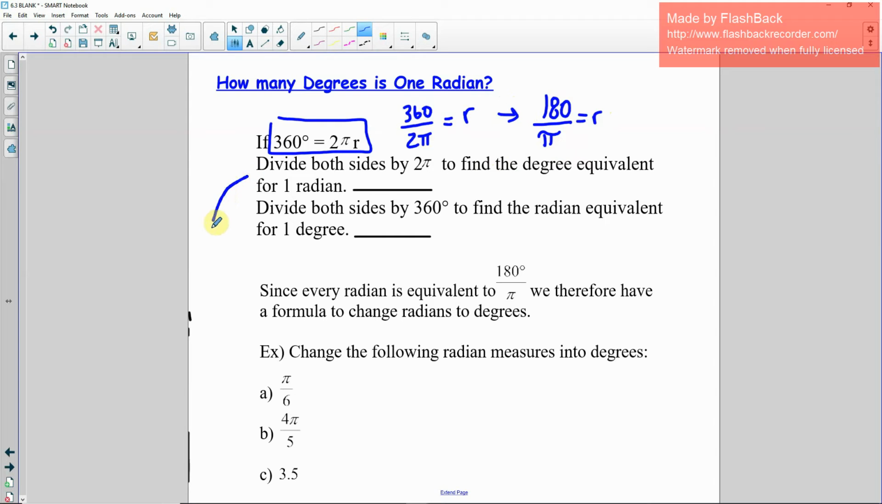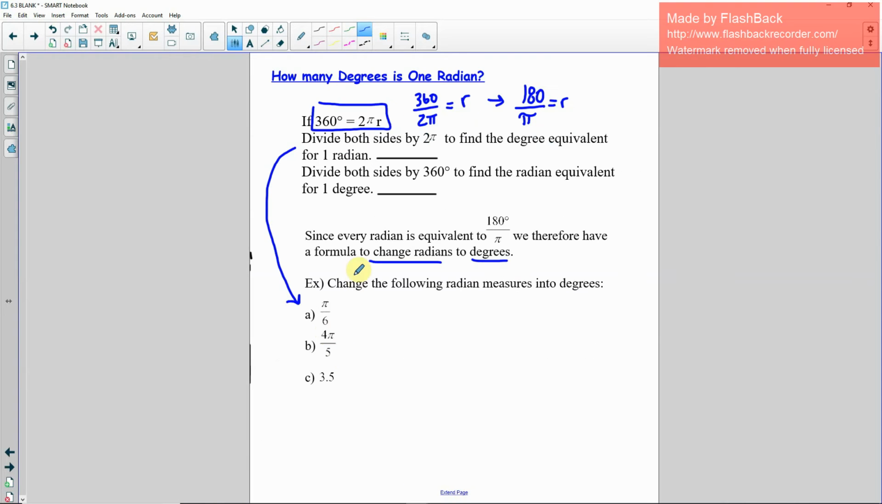I'm just going to go down here for a second and do some examples. Since every radian is equivalent to 180 degrees over pi, you can change radians to degrees using that formula. If you multiply pi over 6 by 180 over pi, you will have whatever this is in degrees. The pi's cancel, and that's key to notice. Usually when you're converting from radians, you've got a pi in it, and to get it back into degrees, you want to get rid of the pi, so that's kind of nice. When you go 180 divided by 6, you'll get 30 degrees.